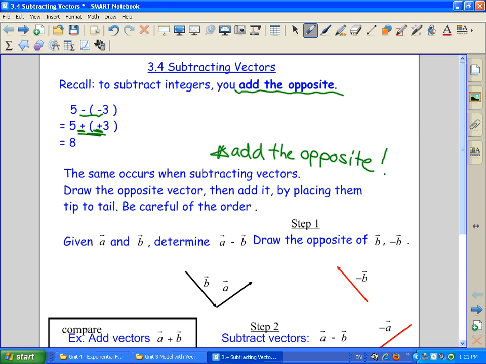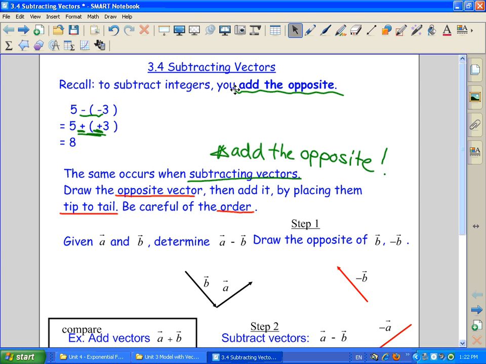Okay, here we go. The same occurs when subtracting vectors. What we're going to do is draw the opposite of the second vector, then add it by placing it tip to tail. So be careful of the order. We always have to start with the first one. Let's take a look at an example, folks.